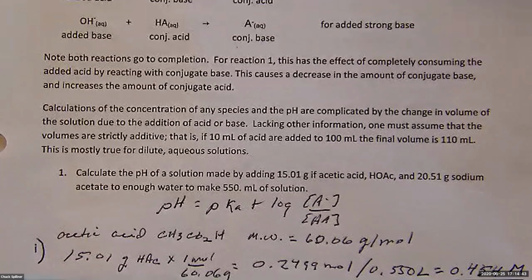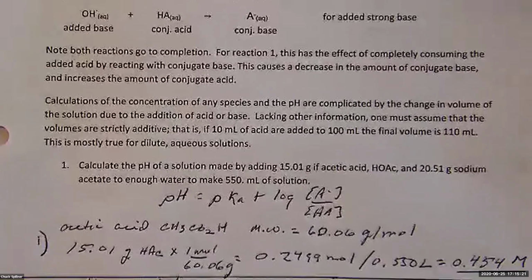So if you use 60.05 instead of 60.06, you'll get very slightly different numbers. But this is how I did the problem. So we'll use 60.06. So 15.01 grams of acetic acid divided by the molar mass gives you 0.2499 moles. You divide that by the total volume, 550 mLs. This has to be changed into liters, right? To calculate the molarity.